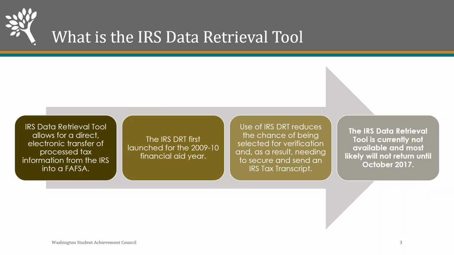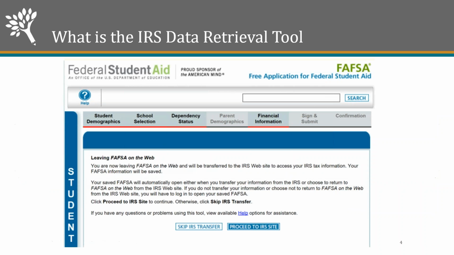directly from the IRS. And unfortunately, we're here today because the IRS data retrieval tool is currently unavailable and will most likely not return until October, till the next FAFSA cycle. So we want to give you some tools and resources to help you during this time. So this is what the data retrieval tool looks like on the website. If it asks a student to leave the FAFSA to go to the transfer for the IRS, they're going to skip it at this point because it's not available.